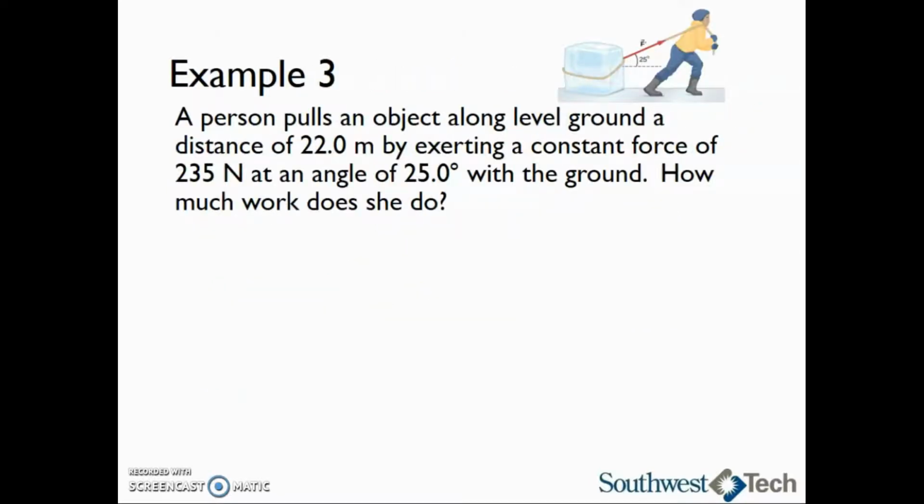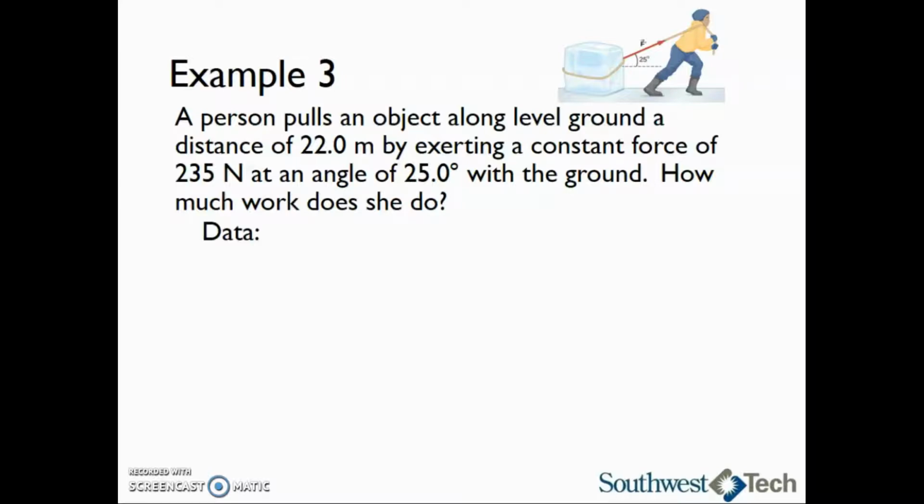Let's look at one example where the force is being applied at an angle. A person pulls an object along level ground a distance of 22.0 meters by exerting a constant force of 235 newtons at an angle of 25.0 degrees with the ground. How much work does she do?